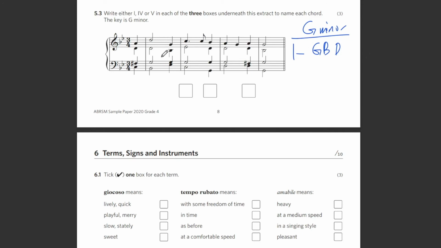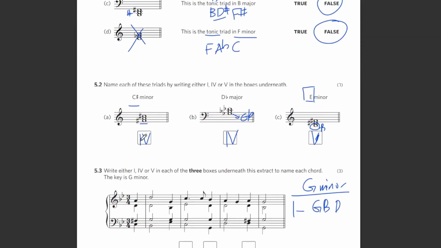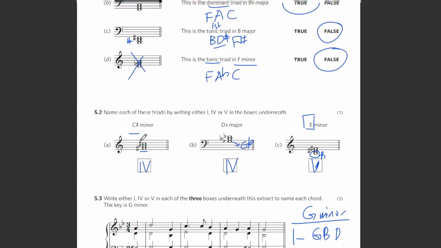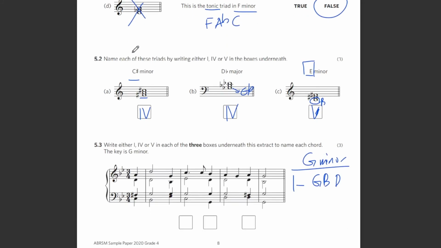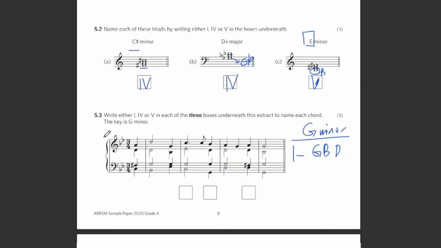So for question 5.2 and 5.3, the sharp and flat is okay. Just pretend they will be covered by the question. But for question 5.1, make sure you have the sharp and the flat correct. Because it's a true false question, you need to see whether the chord is correctly written or not. So the sharp and flat matters. For question 5.2 and 5.3, the sharp and flat will be covered by the question. So don't worry too much about the accidentals.